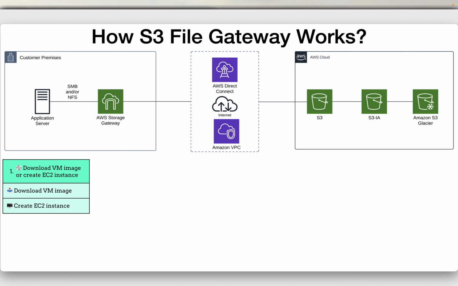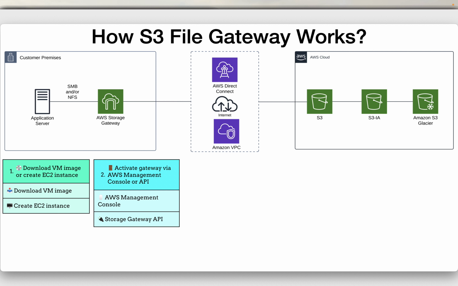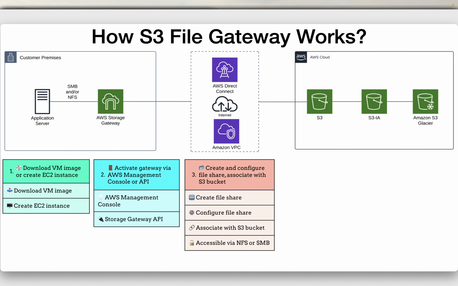To use an S3 File Gateway, you start by downloading a virtual machine VM image for the gateway or creating an S3 File Gateway using an Amazon EC2 image. You then activate the gateway from the AWS Management Console or through the Storage Gateway API. After the S3 File Gateway is activated, you create and configure your file share and associate that share with your Amazon S3 bucket. This makes the share accessible by clients using either NFS or SMB protocol.